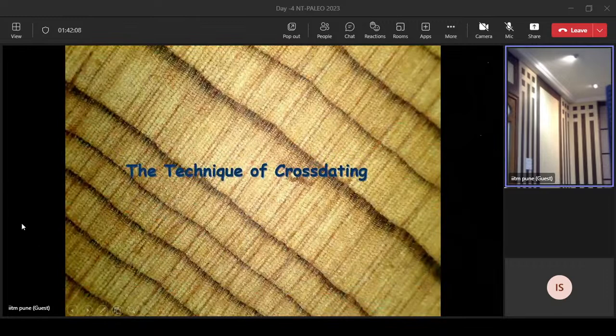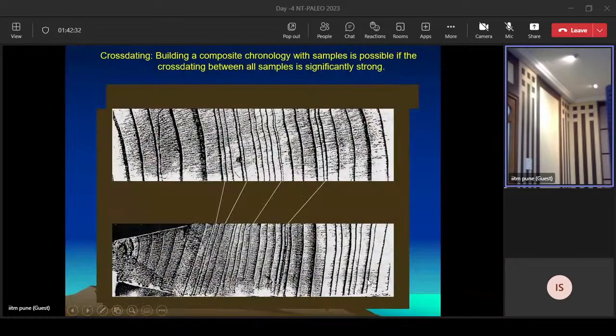The technique of cross dating. Cross dating is very important and very primary in this whole process. If your cross dating is perfect, then your dating is perfect and your further analysis will be easy. What is cross dating? Building a composite chronology with samples is possible if cross dating between all samples is significantly strong. That is, in a simple way, the similar pattern among the samples. We have to match those sample patterns, and particularly the narrowness of the rings, it should be matched among the samples.